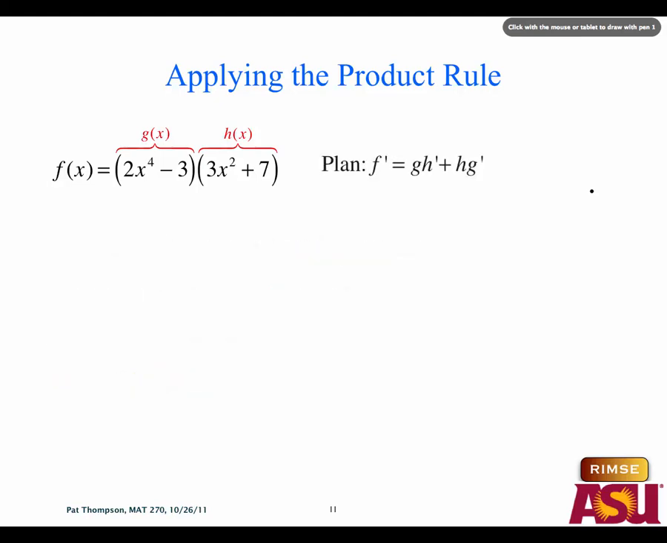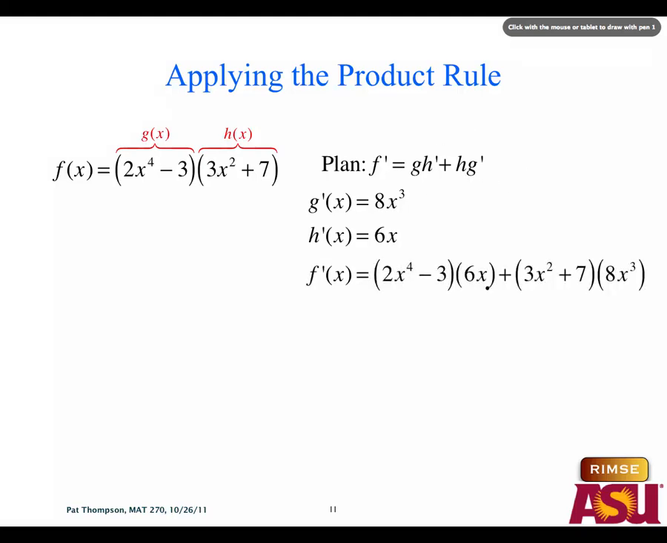Okay, so what is the product rule? The plan is, again, we're going to take the first times the rate of the second plus the second times the rate of change of the first. So we need those rates of change first. So the rate of change of g is 8x cubed. What's the rate of change of h with respect to x? 6x. So now we just write it down. So we know our rate of change is going to be this right here. So we've got all the pieces, so we just write it down. Here's the first times the rate of change of the second, h, plus the second times the rate of change of the first.